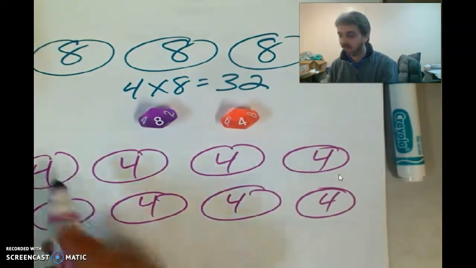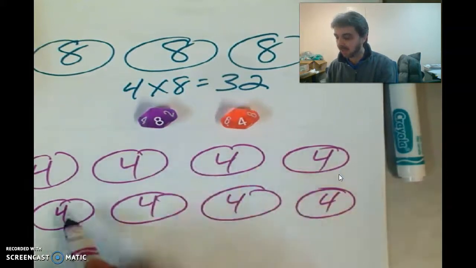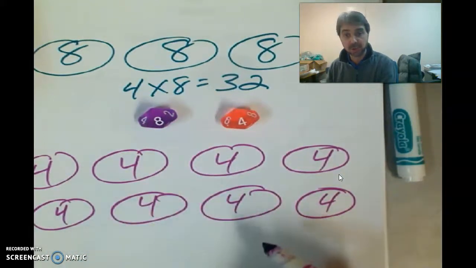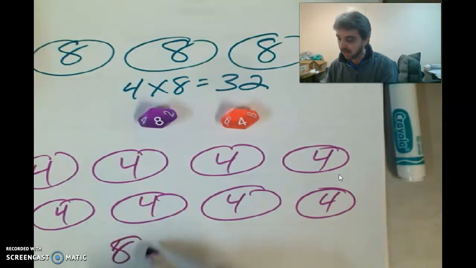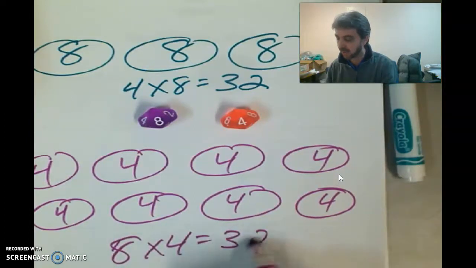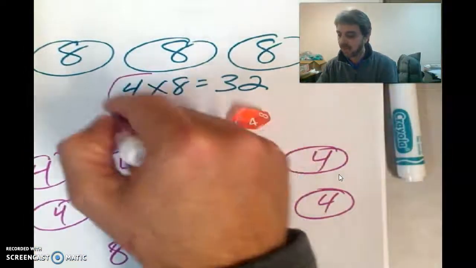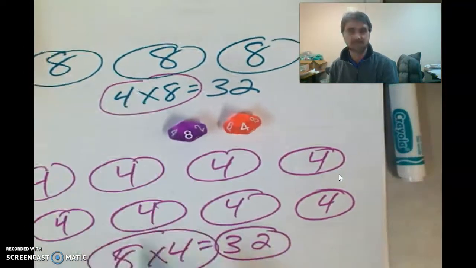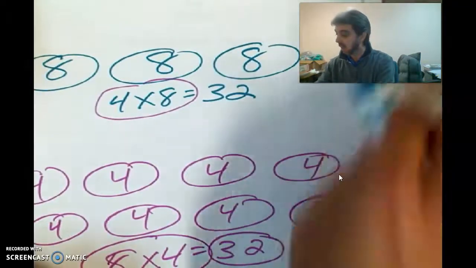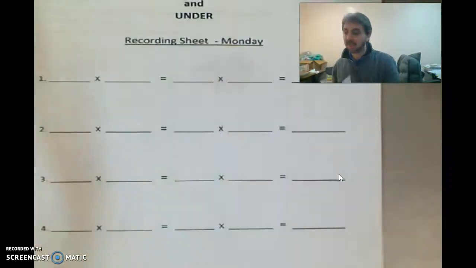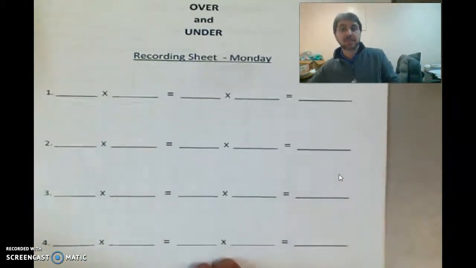So let's add them up. 4, 8, 12, 16, 20, 24, 28, 32. So we also know that 8 times 4 equals 32. So there's your commutative property. 4 times 8 is the same as 8 times 4. Okay, we can prove it in many different ways, including on the number line, which is what we did last week.